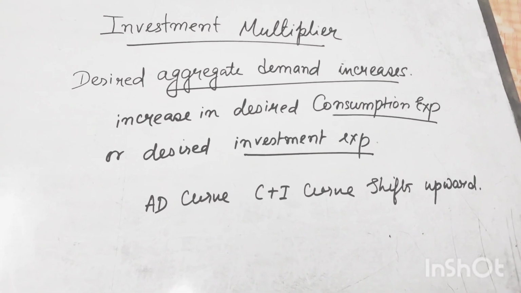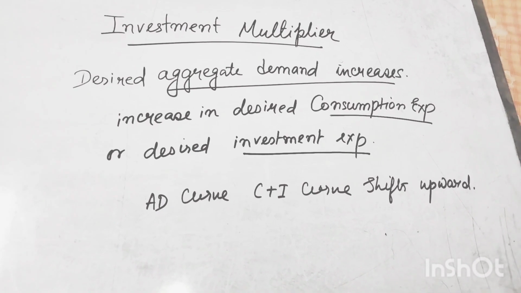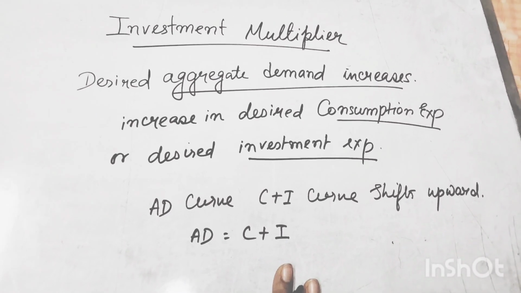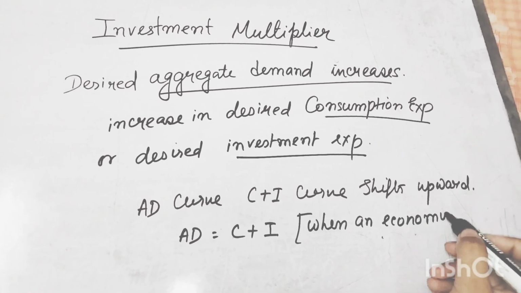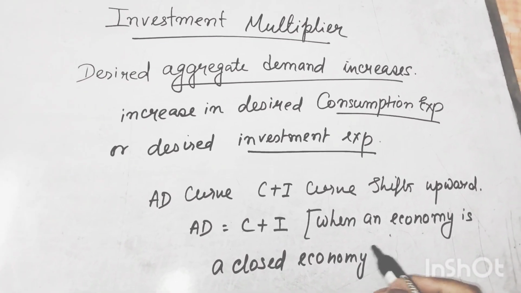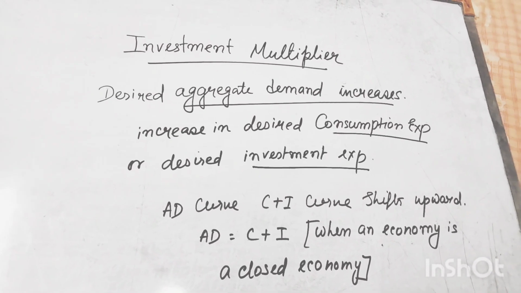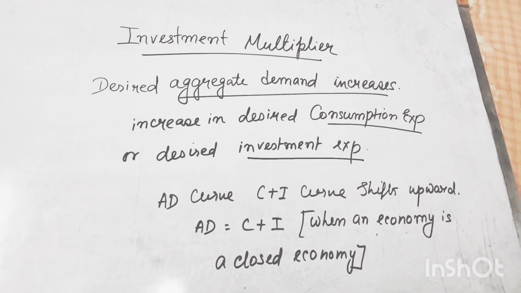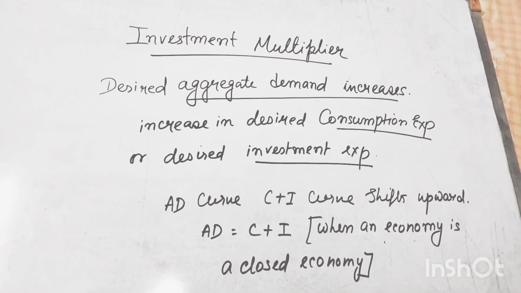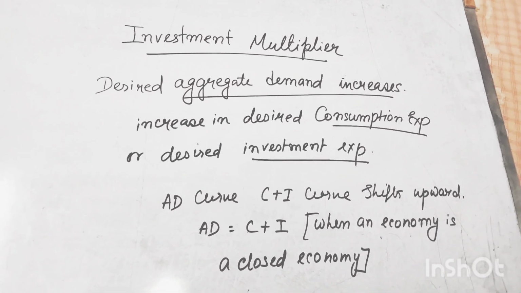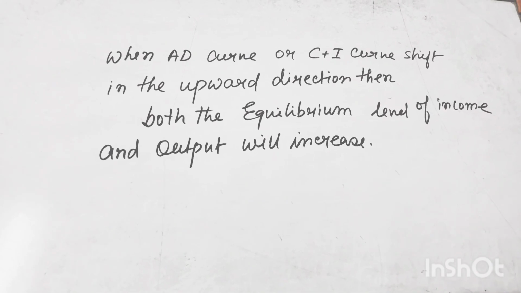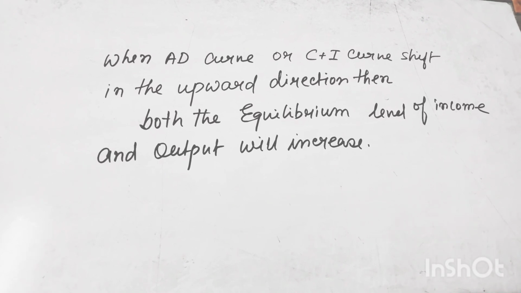That means with the increase in your aggregate demand, your AD curve, that means the C plus I curve, will shift upward. Now AD you can write as C plus I, consumption plus investment, when an economy is a closed economy. At that time AD will be equal to C plus I. Now when your C plus I curve shifts upward, both the equilibrium level of income and output will increase.